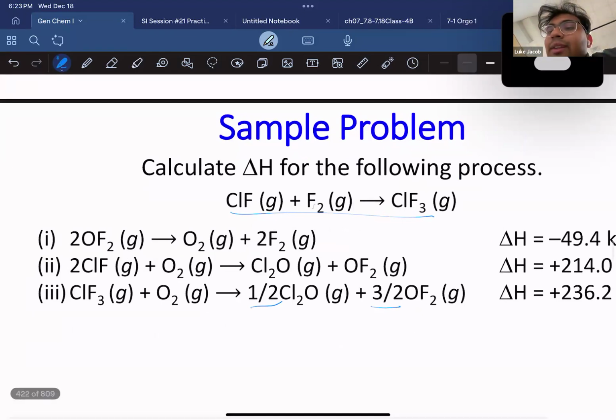So I obviously see that we need a fluorine on the reactant side, and the only reaction that has a fluorine is this one, and it's a 2. So automatically I can see to myself, okay, I have to flip this and I have to half it. The reason is that fluorine is specific to having 1 mole in this. So in order to do this, I would have to multiply by negative 1/2. All right, so that's already the first thing.